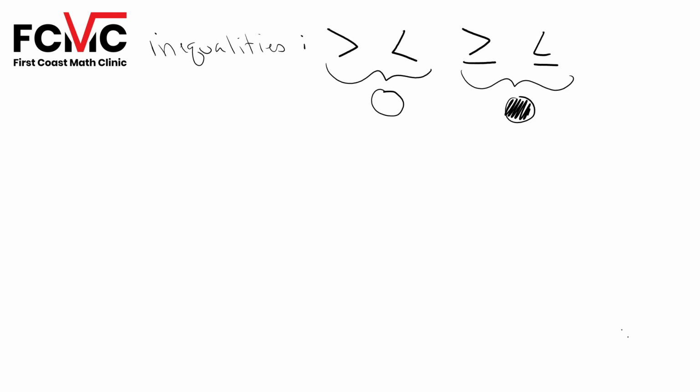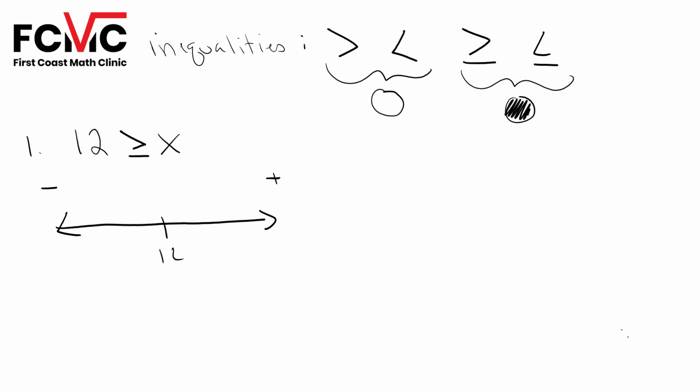So let's do a couple examples. Let's start with 12 is greater than or equal to x. So we want to graph this on a number line. I'll put 12 in the middle. Our larger values are to the right, smaller values are to the left. Now 12 is greater than or equal to, so we want to use a closed circle at 12 because we're including 12 in our solution set.